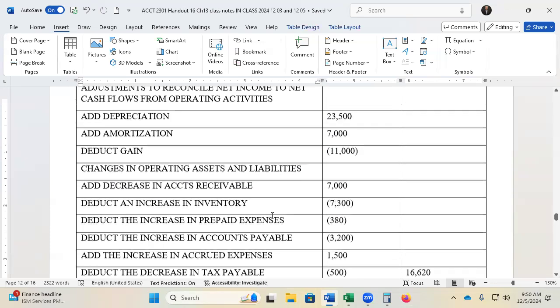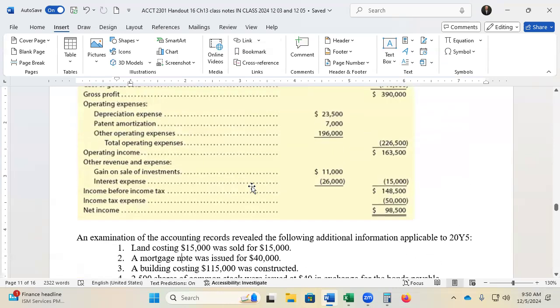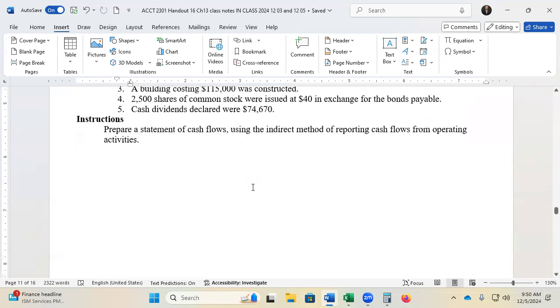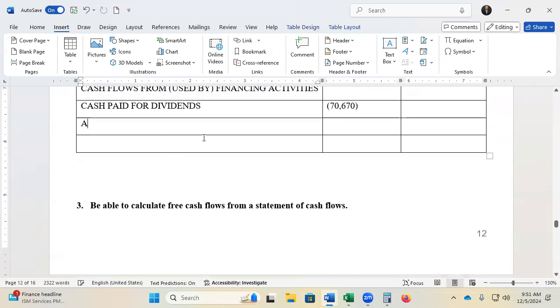And then we had a mortgage note issued for 40,000, but it doesn't say what the mortgage is on. So we just know that we issued debt. So we have a cash inflow for mortgage, and that's 40,000.